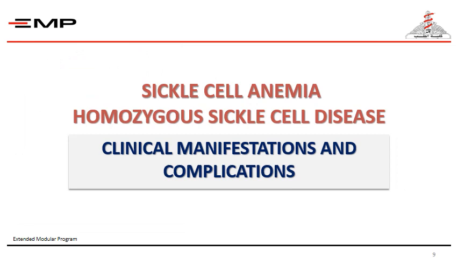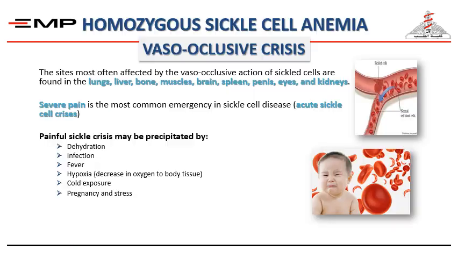Regarding the clinical manifestations of sickle cell disease, we have 2 beta globin genes. If both are affected with the mutation causing hemoglobin S, we get homozygous sickle cell disease, what we call sickle cell anemia. Sickle cell anemia presents in different forms, and its complications are numerous and severe.